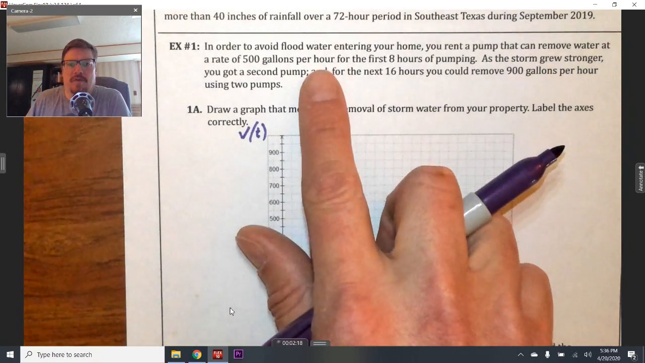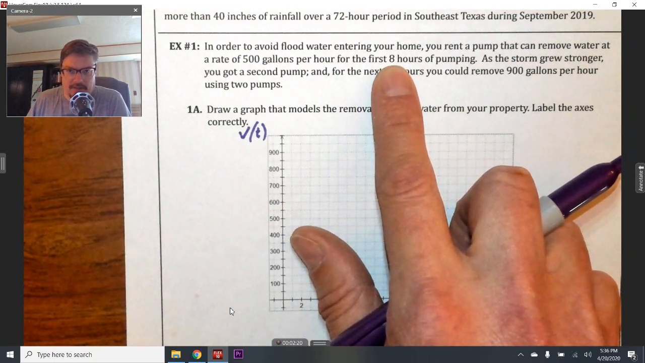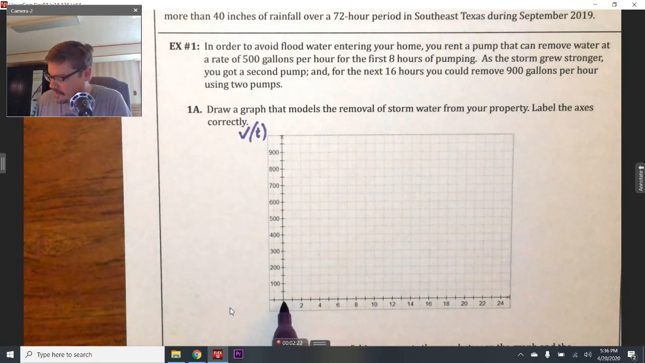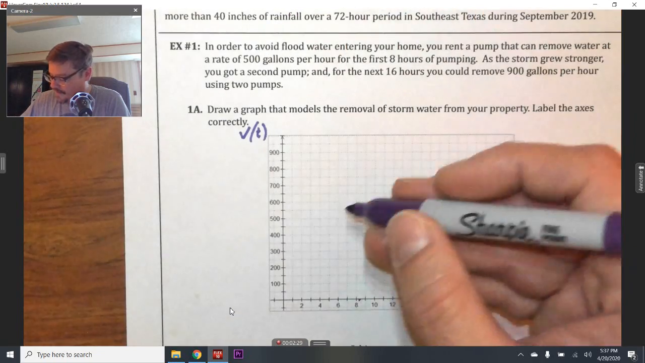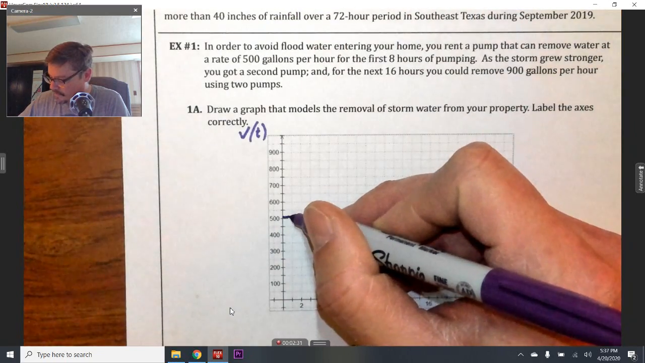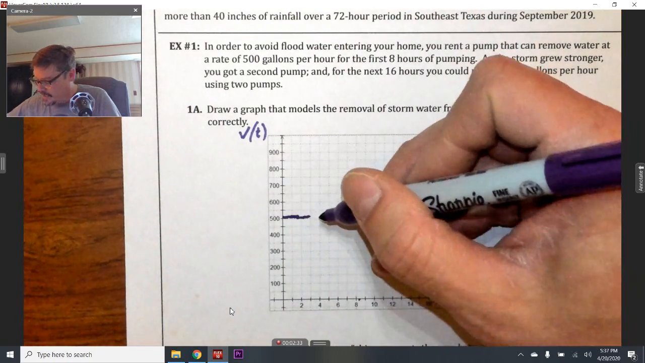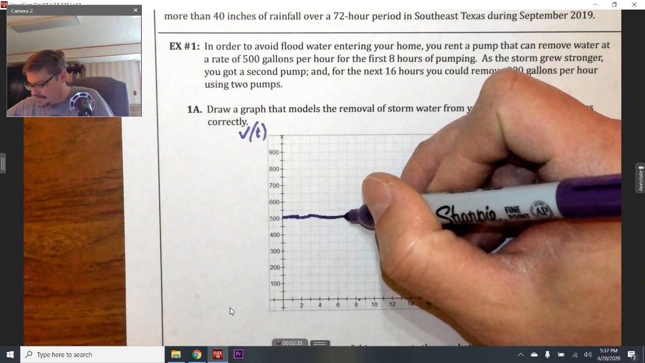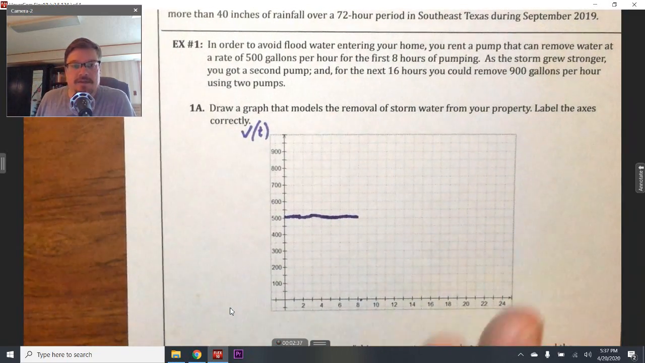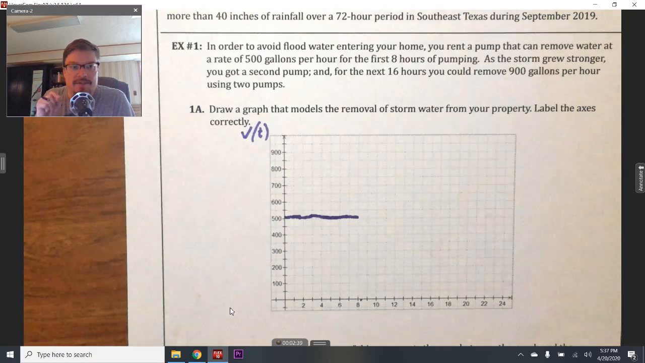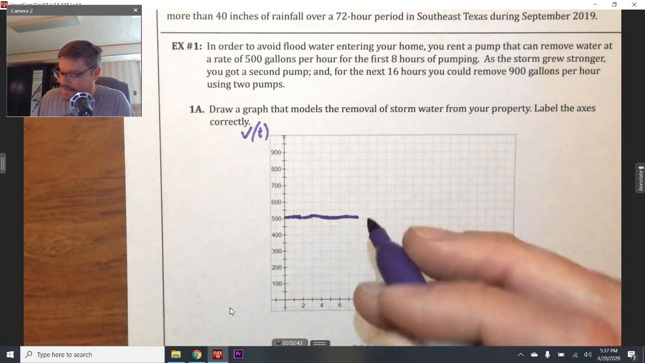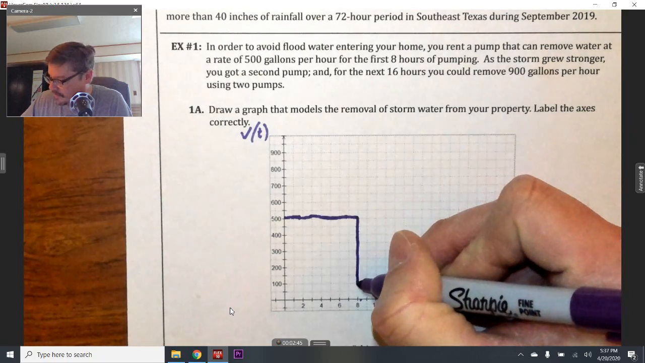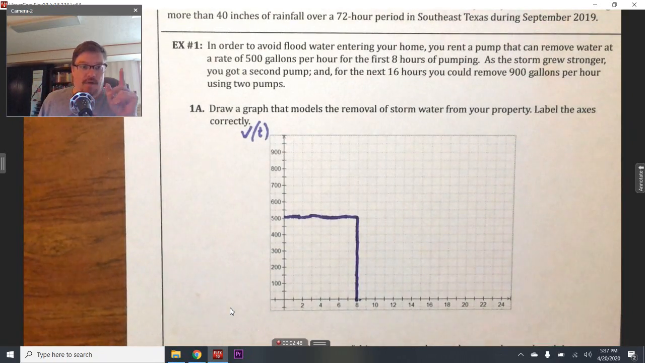So if we go for the first 8 hours of pumping, that is from here to here, we have a rate of 500 gallons per hour. So at 500, there's 1 hour, 2 hour, 3, 4, 5, 6, 7, 8. It's just a constant, we turn on the machine and it pumped this velocity for the first 8 hours. That's when it had one pump.